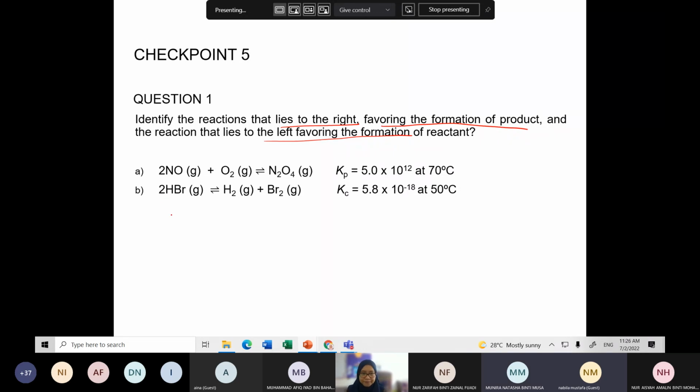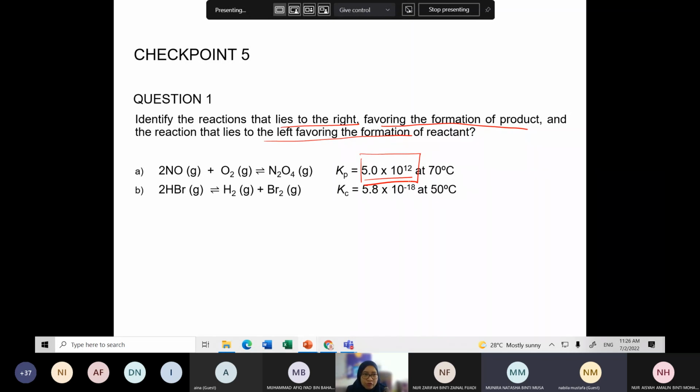Okay, A. Okay, A alright, so based on the KP given. Okay, so how do we know whether the equilibrium position lies to the right ataupun lies to the left? Dia favor, okay, jawab soalan pertama dulu. Ni lies to the right ke ataupun to the left based on this value? Guys. To the right. Right. Okay. Alright, very good.